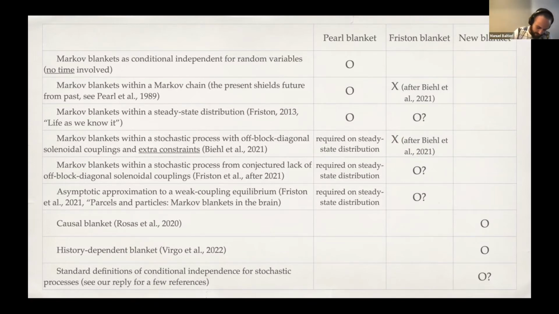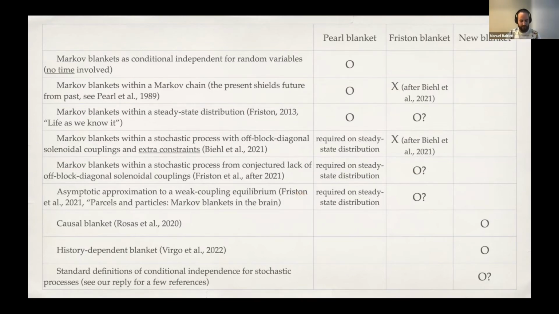Then we have Friston actually giving a full definition, 2021, saying, well, if you knock out some of these divergence-free components, the solenoidal components of the decomposed flow, then a pair blanket at steady state has direct connections to a decomposition of flows. Okay, so is this the Friston blanket? I'm not sure. I put in a question mark there because it is still a bit unclear to me. Why is it unclear?